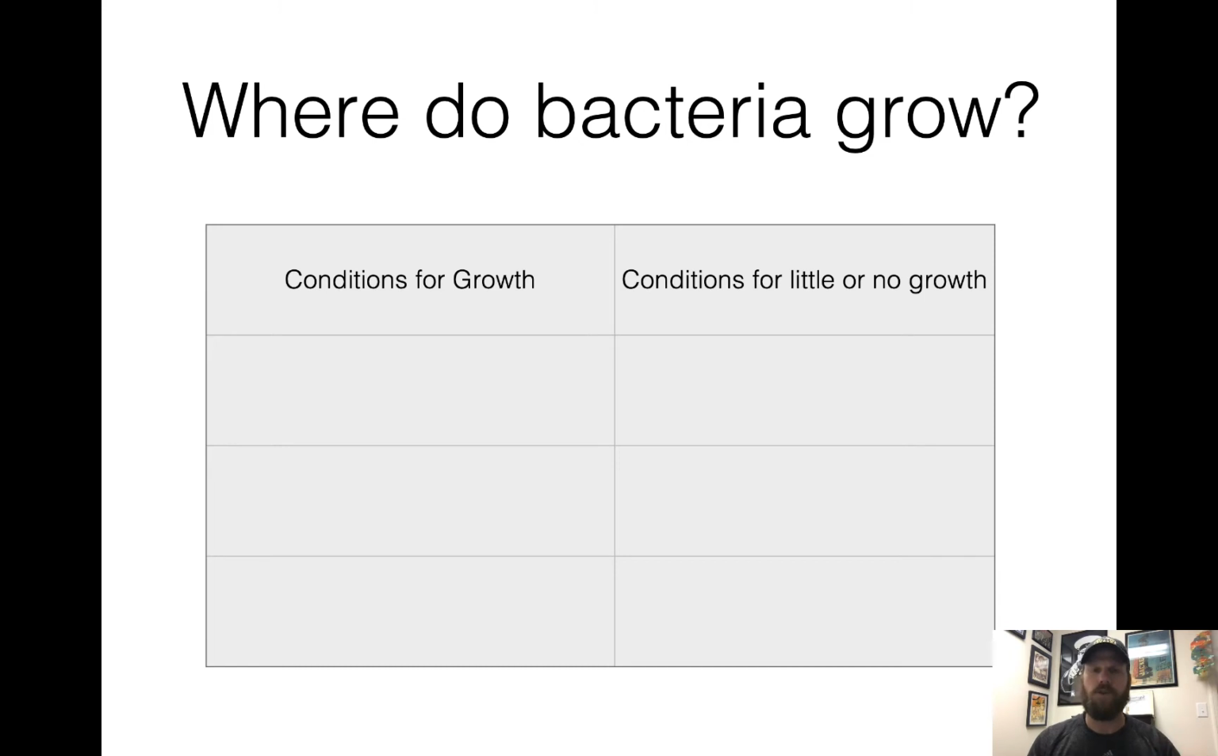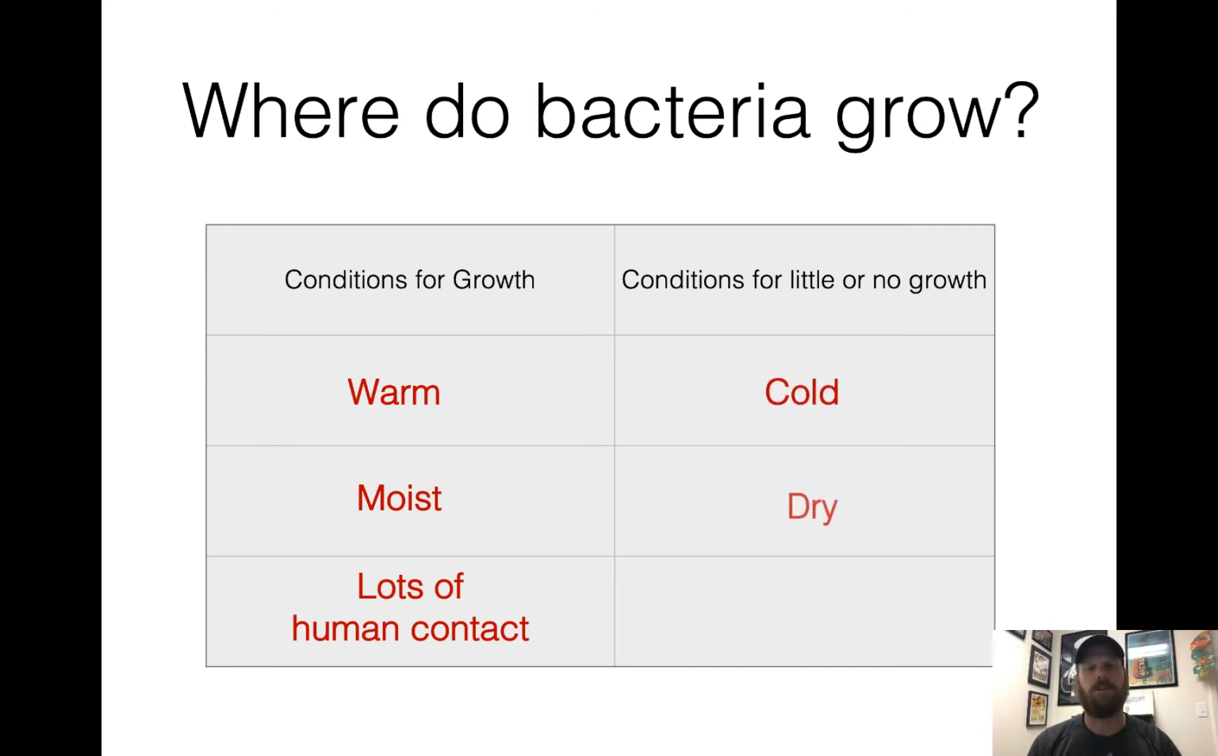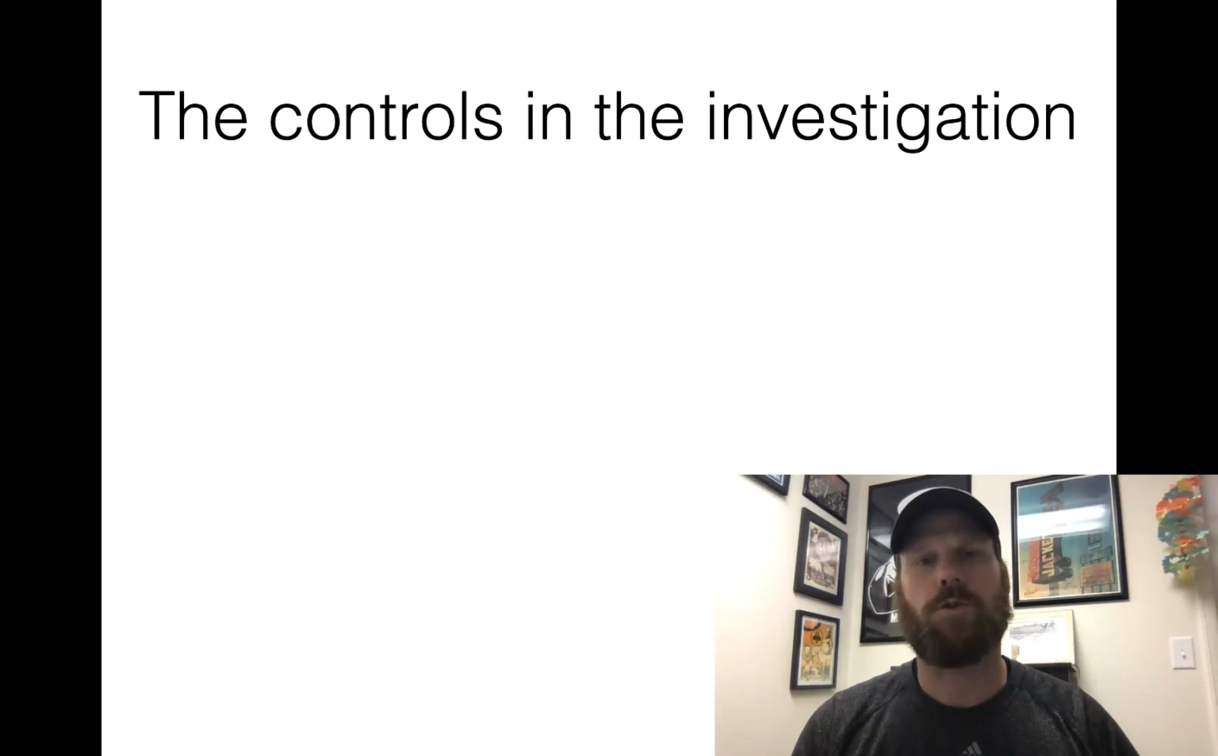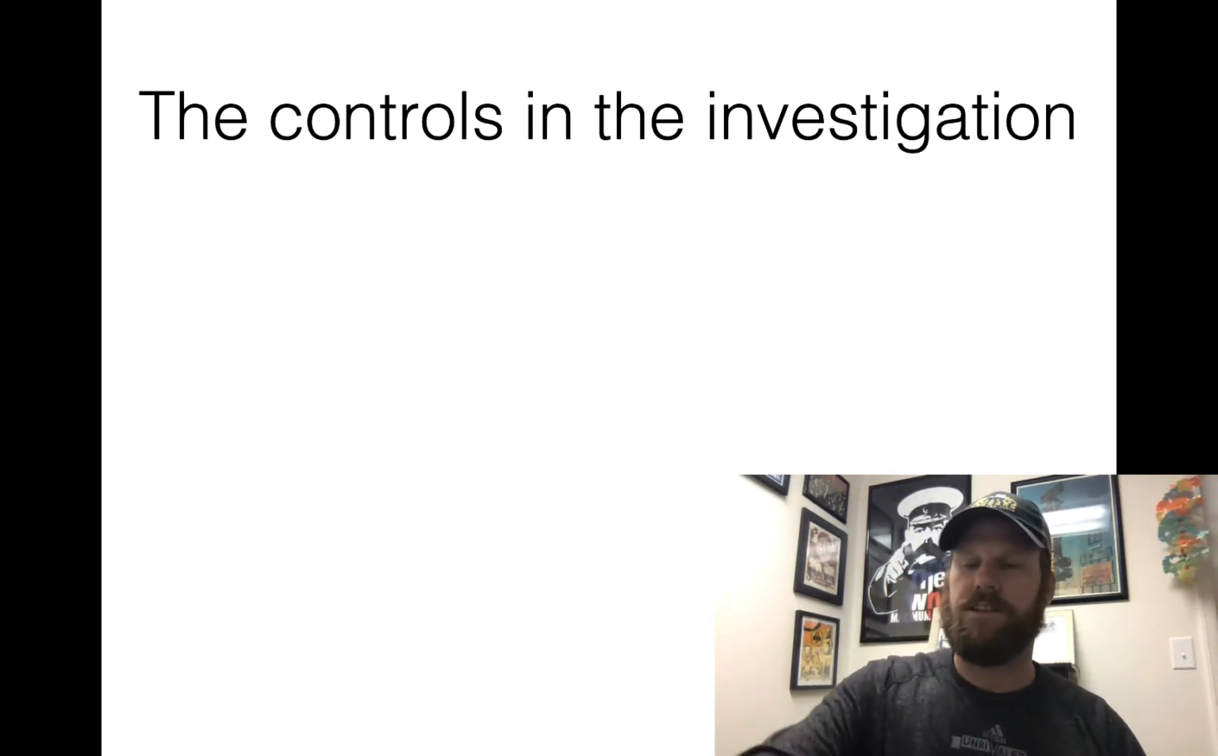First, let's review the optimal conditions for the growth of bacteria. Bacteria prefer a warm, moist environment. They also happen to grow where lots of human contact has occurred. So you'll get little or no bacteria growth in cold environments or dry environments or places where there is not much human contact. So you want to keep those growing conditions in mind when you make your predictions here in a second.